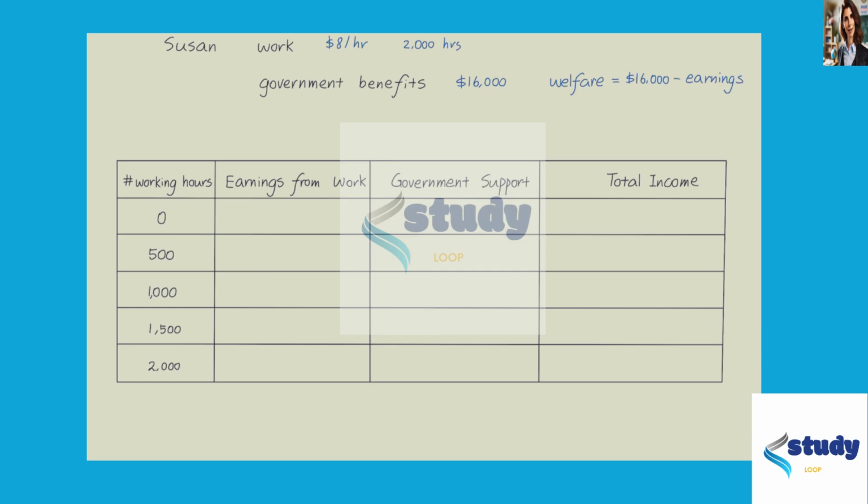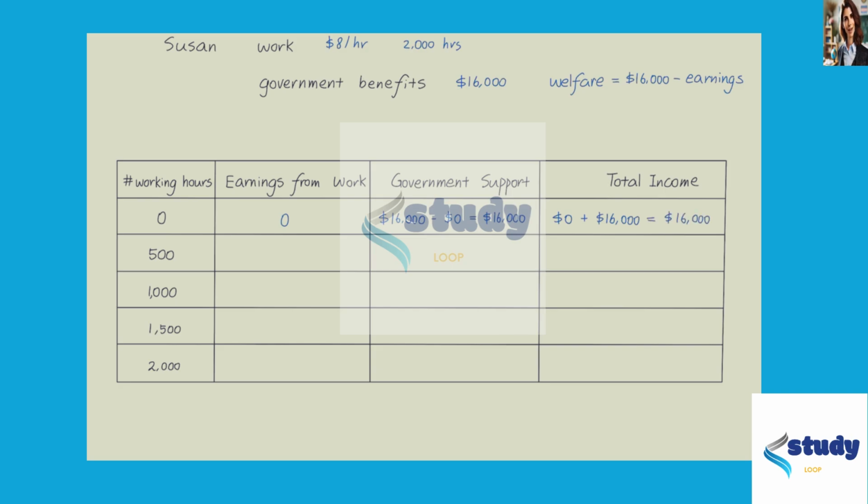So when Susan chooses to not work at all, her working hours will be 0, and her earnings from work will just be 0. So the level of government support will be $16,000 minus 0, which is $16,000. And then her total income will be 0 plus $16,000 of government support, which equals $16,000.